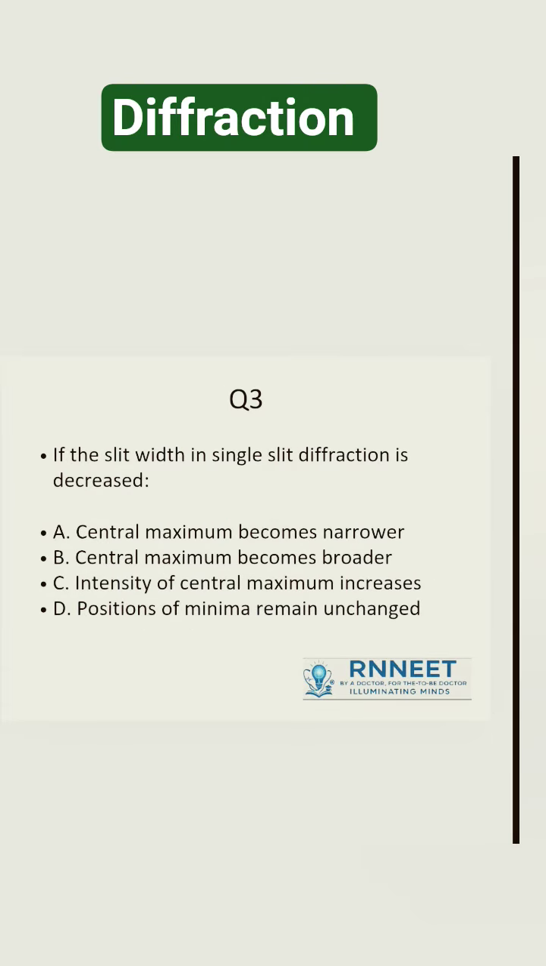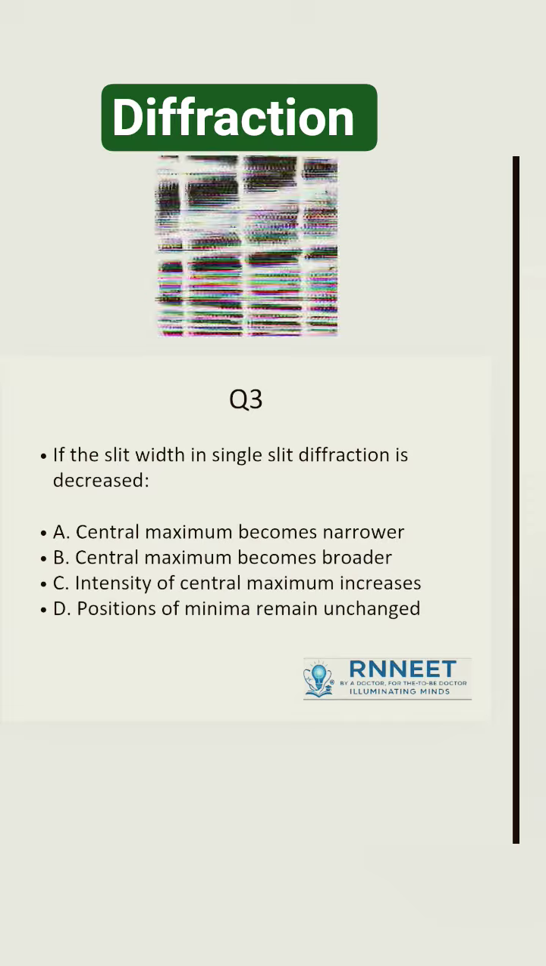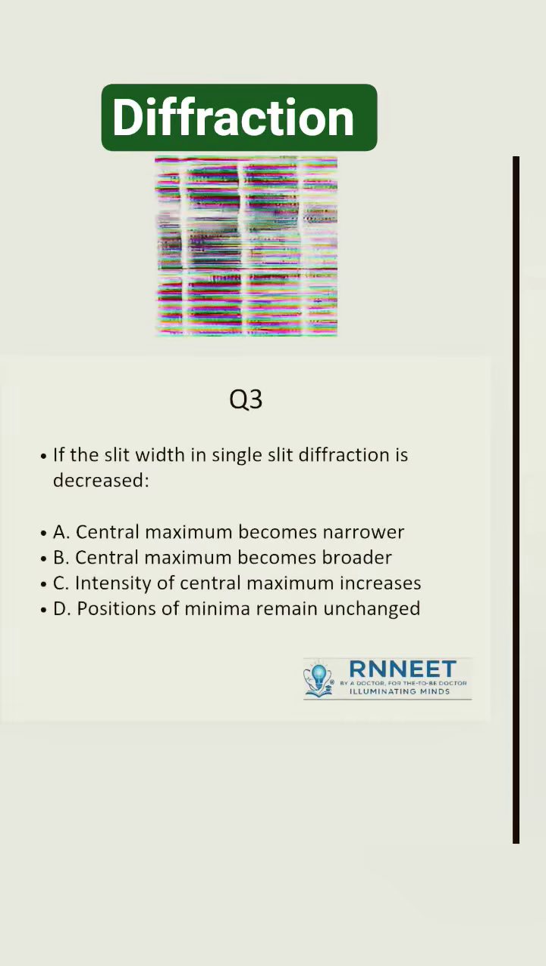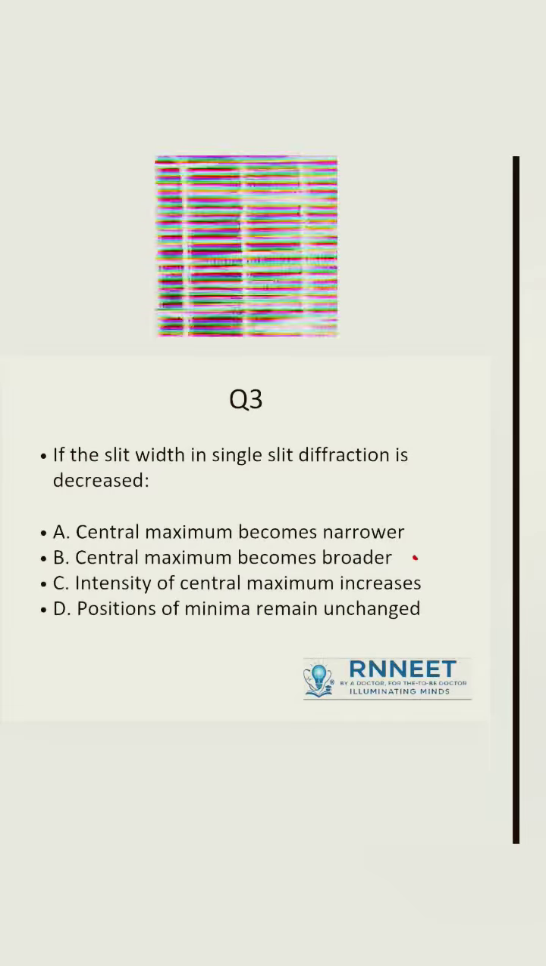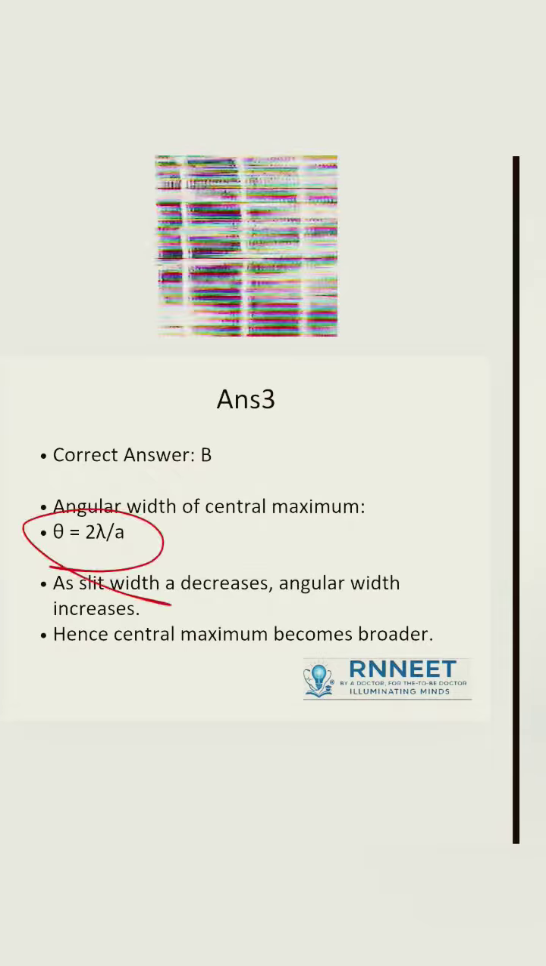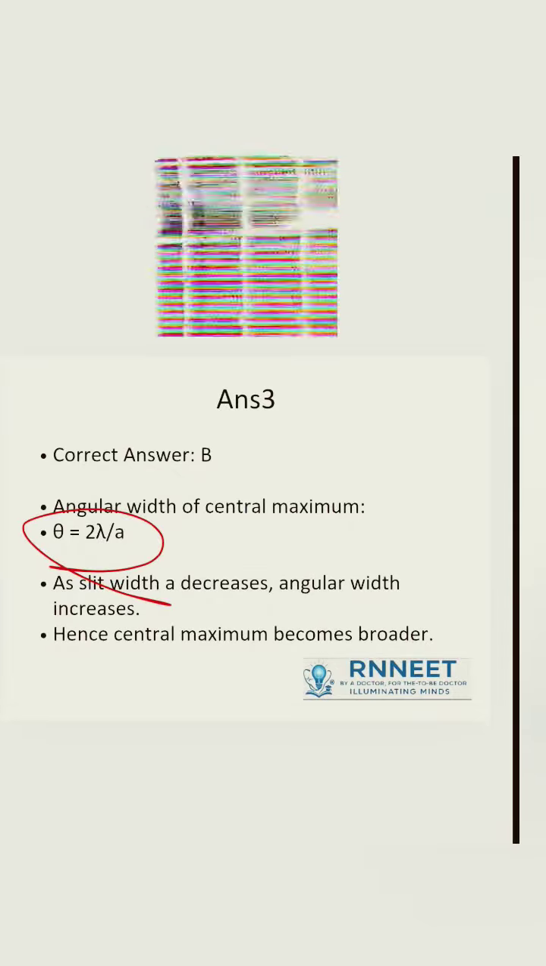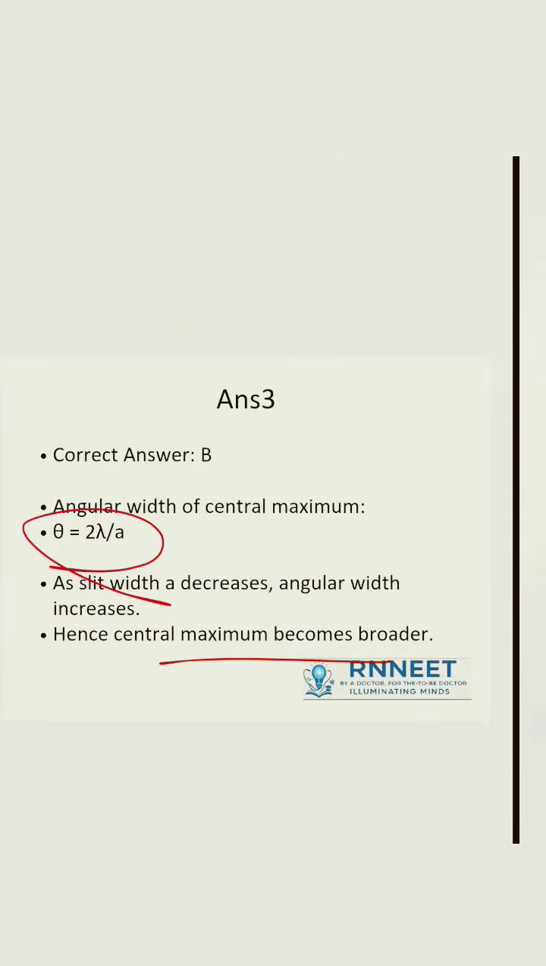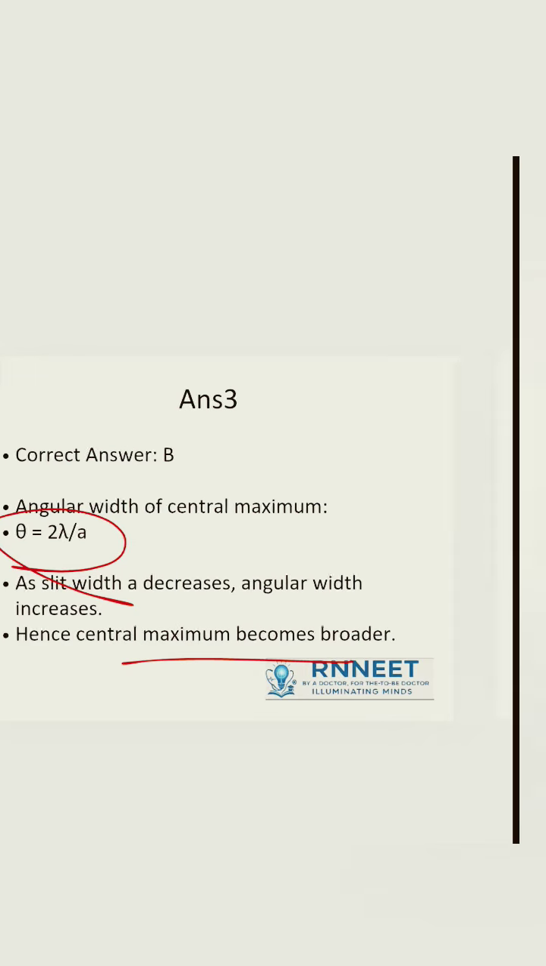The next question is on single slit diffraction. He says if the width of the slit is decreased, what will happen? Very simple. You know the angular width of the central maximum is equal to 2 lambda by a. So therefore, if a is decreased, the central maximum becomes broader. Simple. Central angular width is 2 lambda by a, and so therefore as the slit width decreases, the diffraction becomes more, the central maximum will become broader.